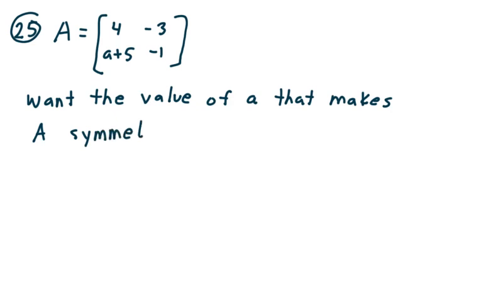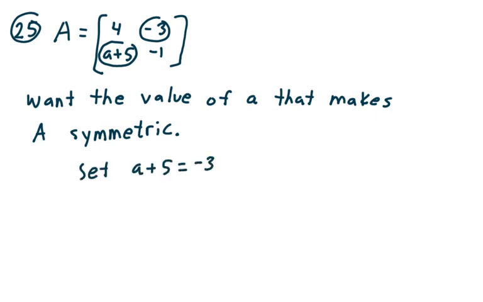So what am I going to do? I'm going to set A plus 5 equal to -3 and solve for A. If I solve, I get A equal -8. When I replace A with -8, you will see that A has to be a symmetric matrix.